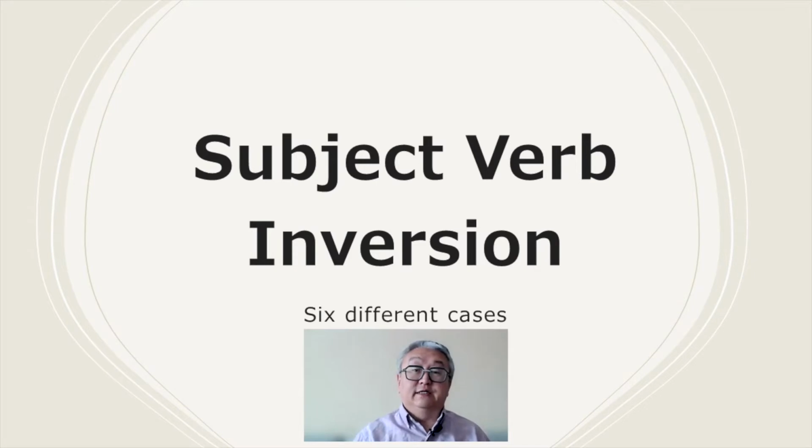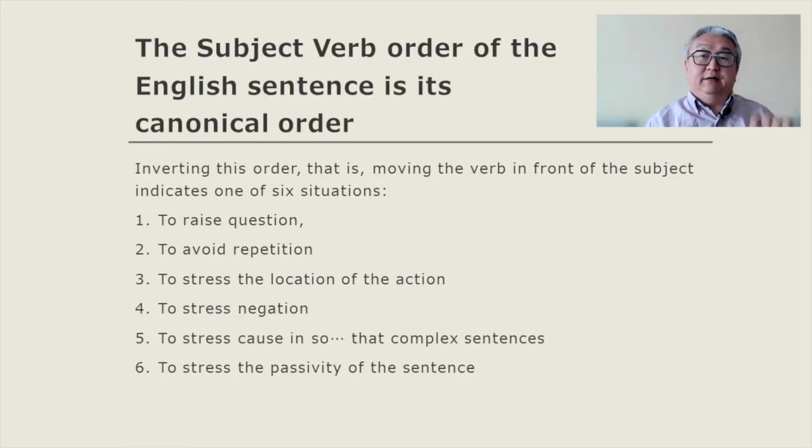And doing this is actually a very strong signal that something very important happens. So let's look at what the important situations are. Inverting the subject-verb order, meaning moving the verb in front of the subject, indicates one of 6 situations. We do this, first of all, and we have already learned this when we were doing our grammar grid.